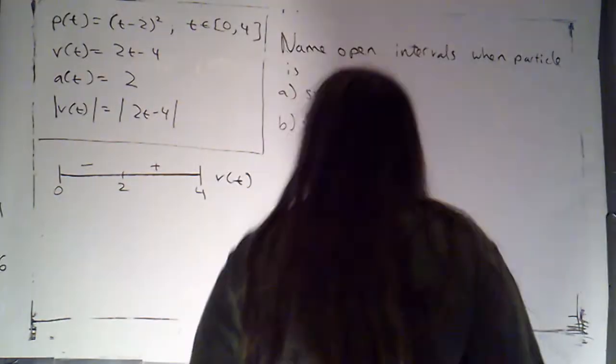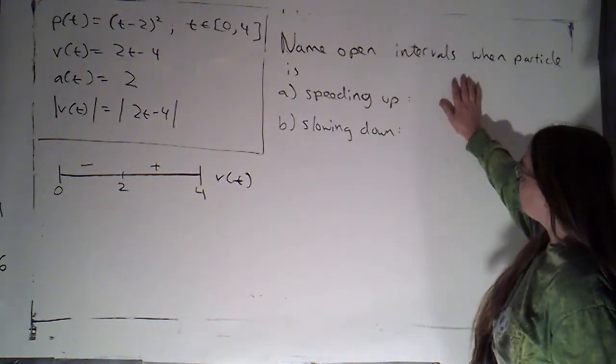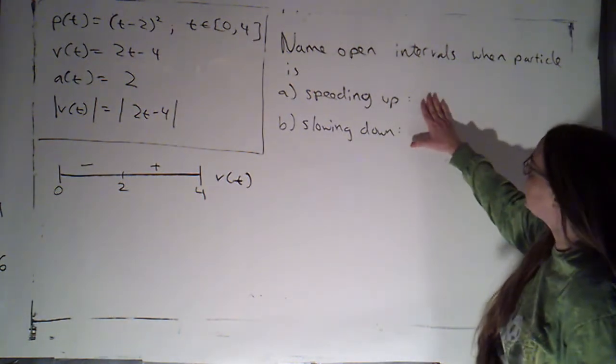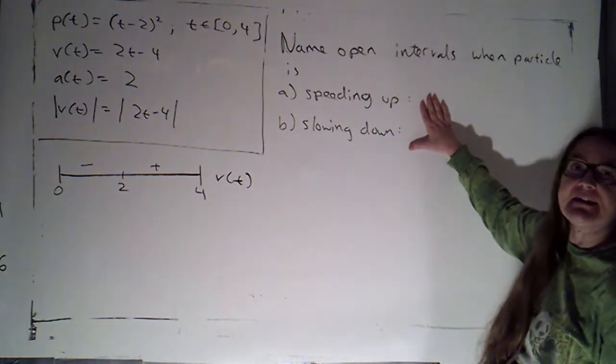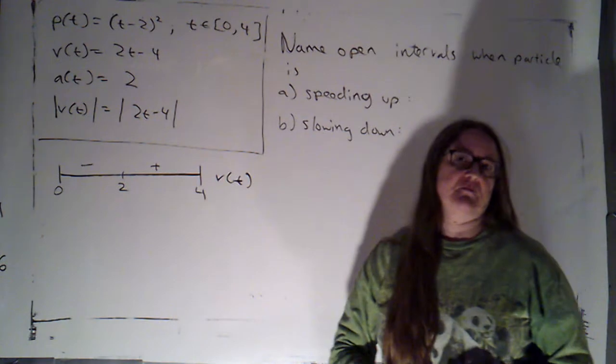The next question we're going to answer is to find the open time intervals where the function is speeding up and slowing down. Now, I specified open intervals. That just says don't include the endpoints.